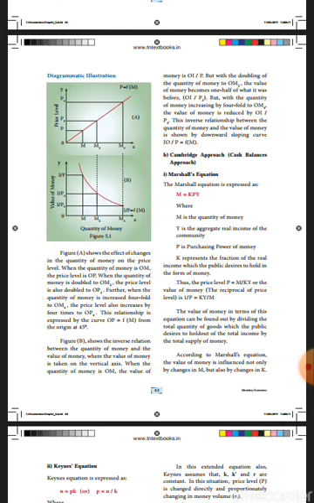M refers to quantity of money. P refers to purchasing power of money. Y refers to total real income. M is equal to KPY. M refers to quantity of money, K refers to fraction of real income, P refers to purchasing power of money, and Y refers to total real income.